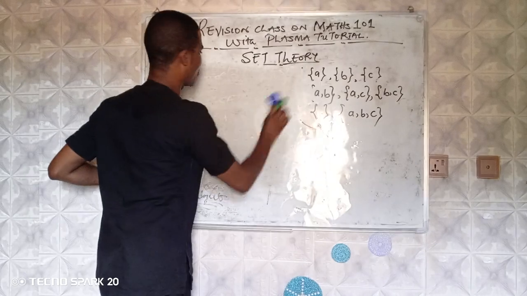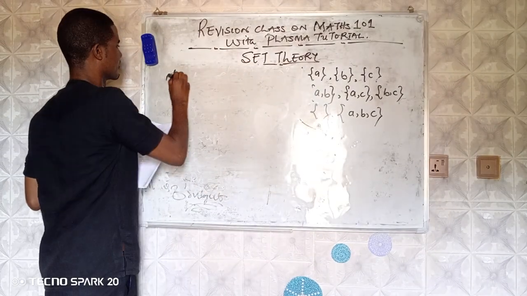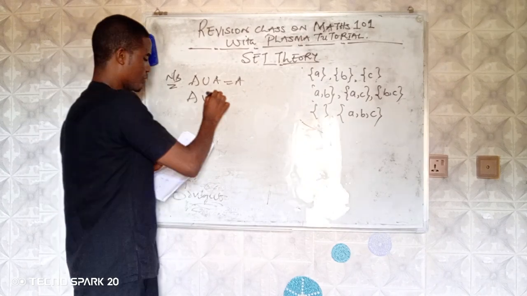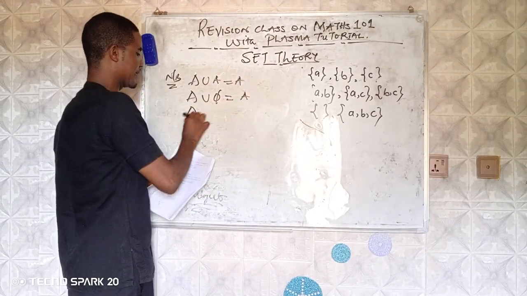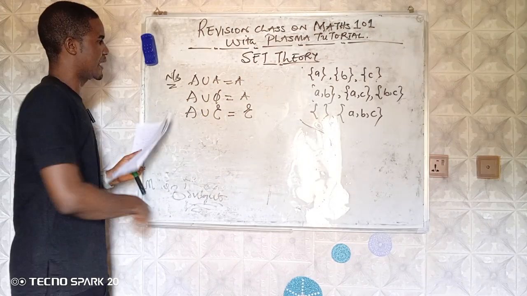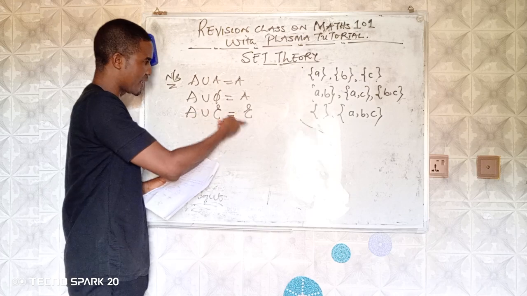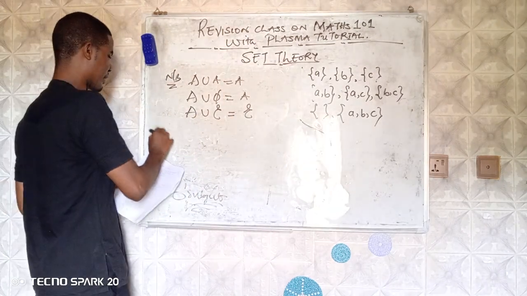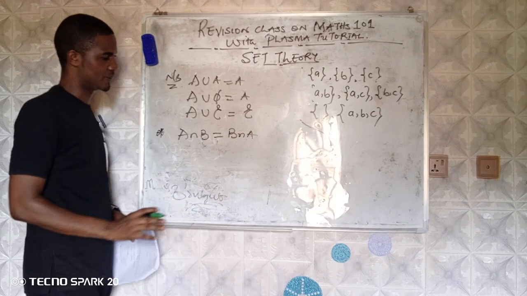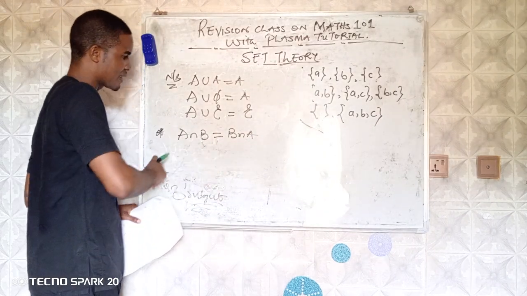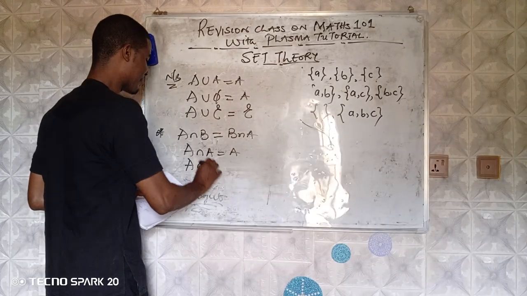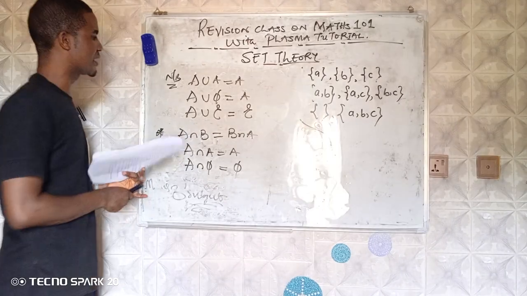Okay, there is something I want us to note. Note that A union A is A. A union empty set is A. And A union universal set, let me use E now, is equal to the universal set. Also, another one, A intersection B is equal to B intersection A. Note that one. This and this are equal. A intersection B is the same thing as B intersection A. Then A intersection A is A. A intersection empty set is an empty set. Have this in mind.